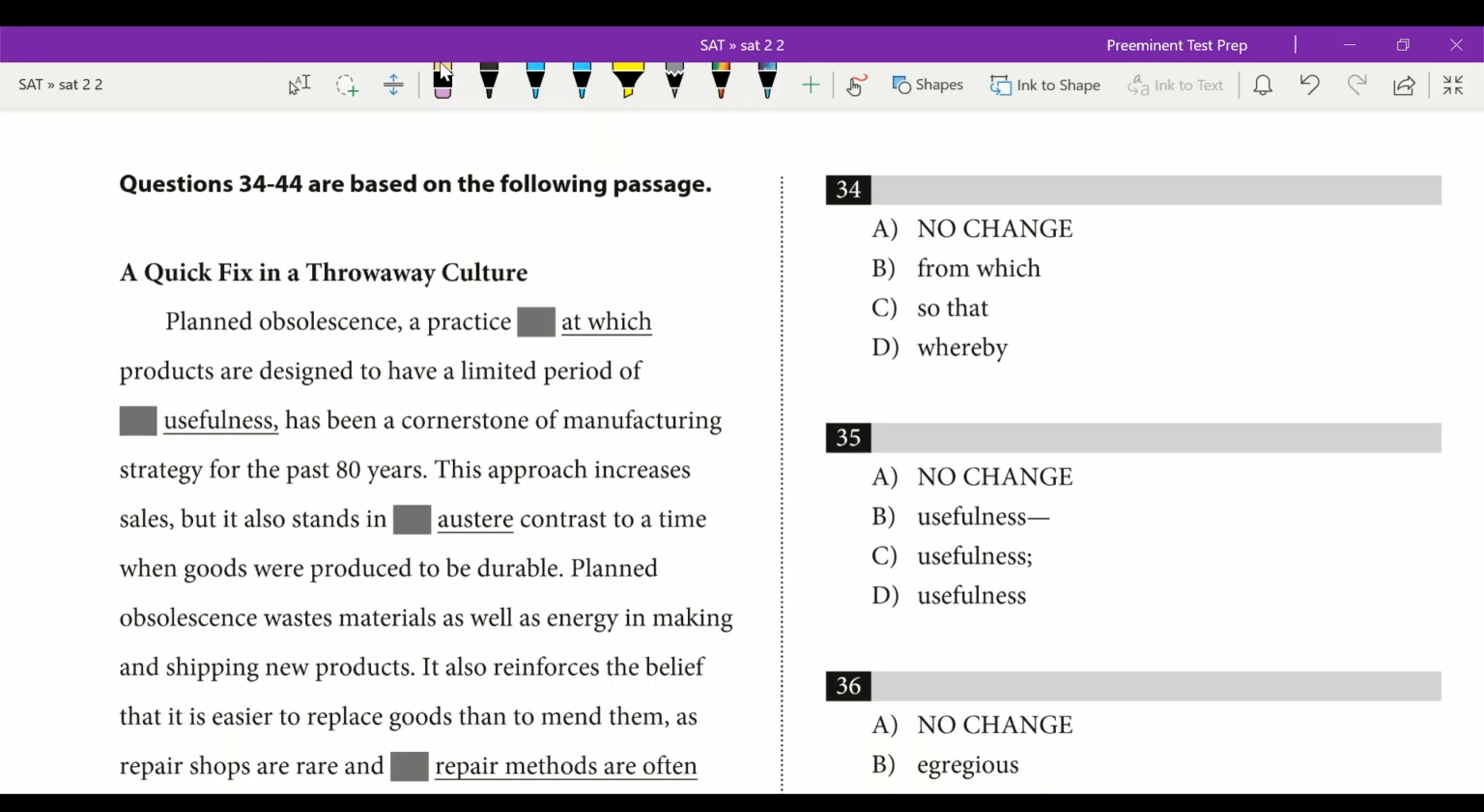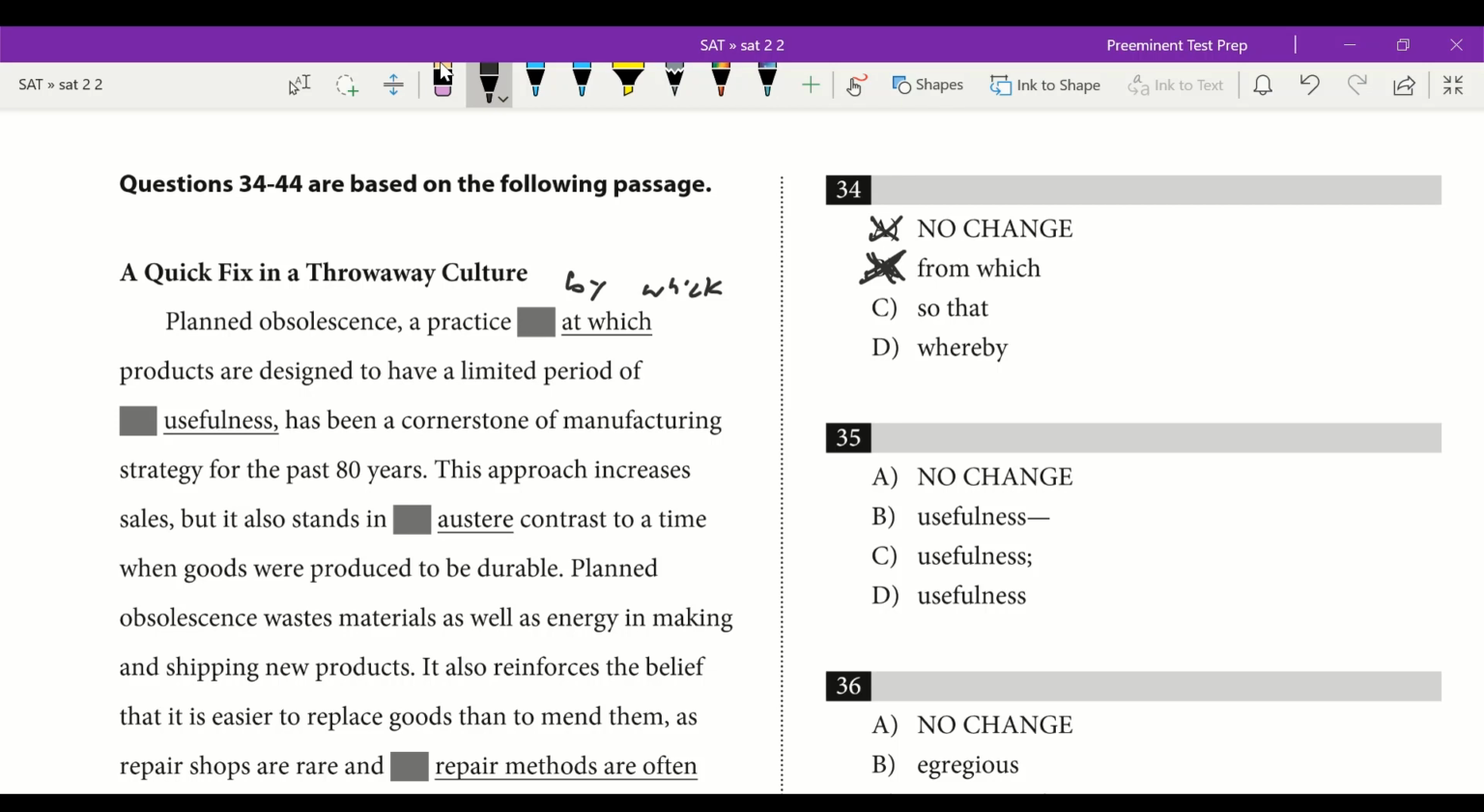A quick fix and a throwaway culture. Planned obsolescence, a practice at which products are designed to have a limited period of usefulness. Well, as I read this, when I read a practice at which products are designed, I know that that doesn't sound right. As I read this, honestly, what pops into my head is a practice by which products are designed, right? But that isn't an answer choice. I have at which and from which, neither of them are things that make sense, right? It's not going to be from which products are designed, right? They're not designed from a practice, right?